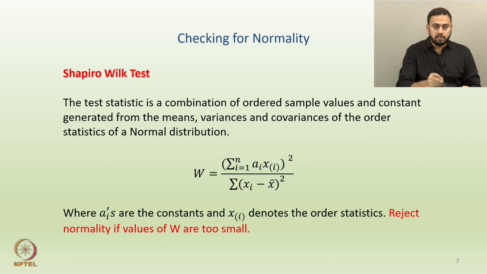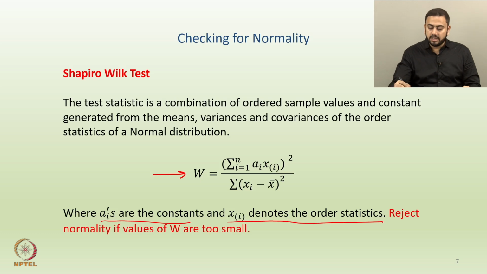Shapiro-Wilk is kind of similar, but the idea is slightly different. A Shapiro-Wilk test statistic is a combination of ordered sample values and a particular constant generated from the means, variances and covariances of the ordered statistics of a normal distribution. I think this definition is slightly difficult to understand, but this capital W is the Shapiro-Wilk test statistic. Here you see a lot of ingredients, the summation of a_i. The a_i's are some constants, and x within bracket i denotes the order statistics.